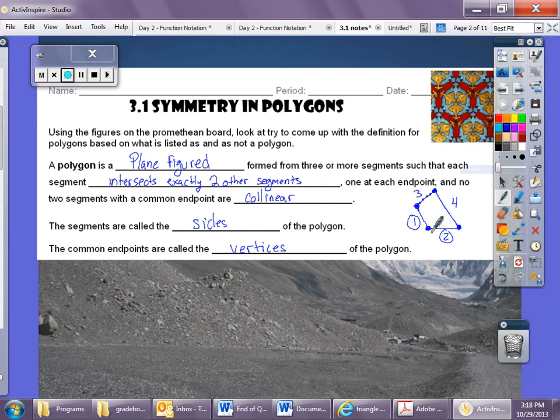The plane figure is on a plane, and each segment intersects exactly 2 other segments. Okay? So segment 1 intersects segment 2 and segment 3. All the points are collinear, meaning they all lie on a straight line.